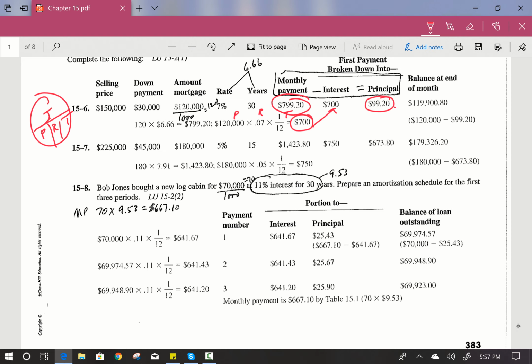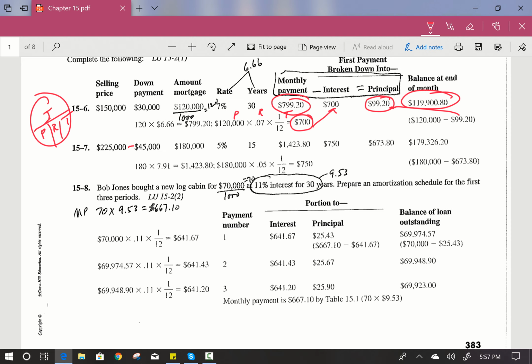Subtract that principal of owner's equity that you have in this home for the end of first month of $99.20 from the amount of your mortgage of $120,000. The balance at the end of the month is $119,900.80.